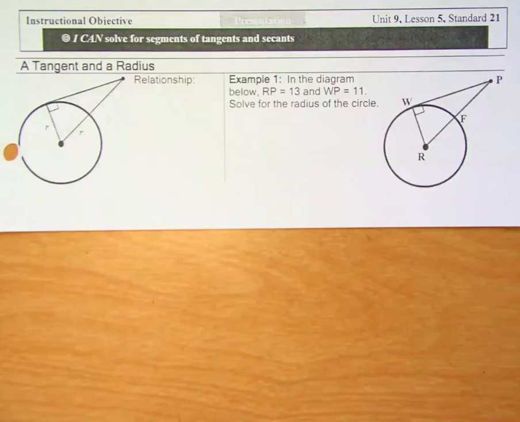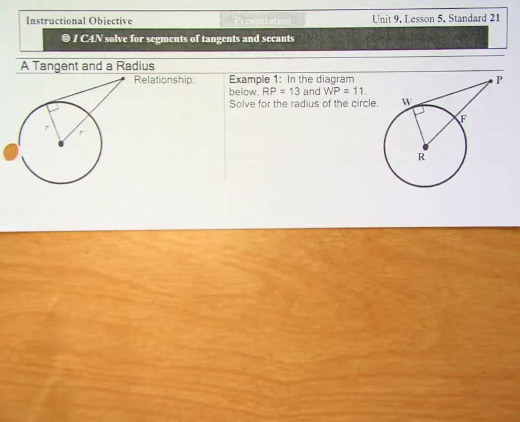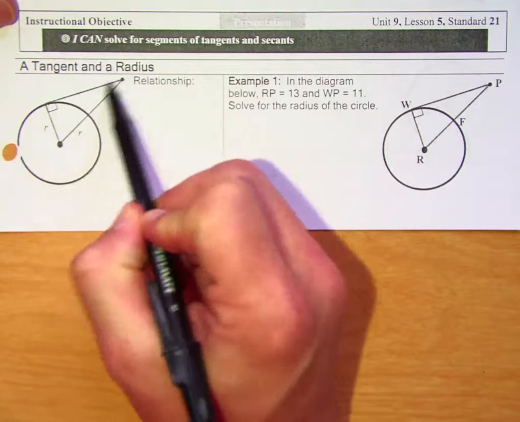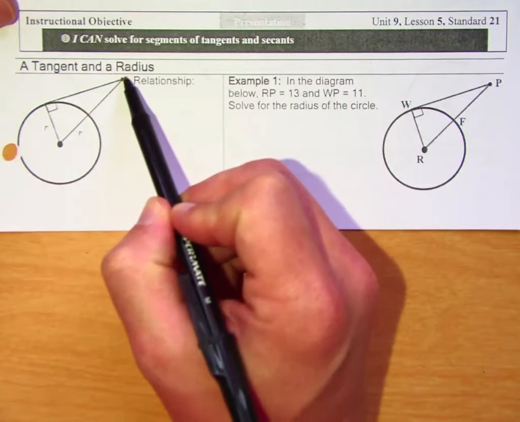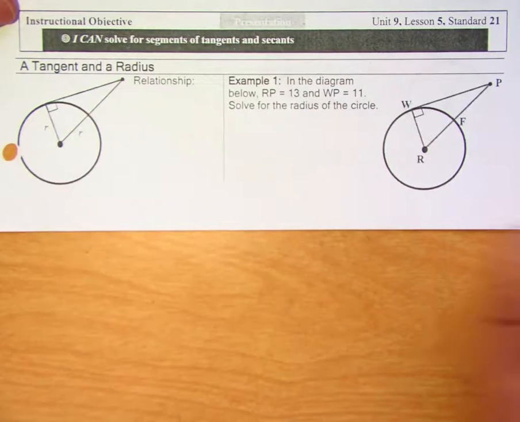Unit 10, Lesson 5. I can solve for segments of tangents and secants. So the prior lesson was about solving for segments of chords. Now we're going to talk about tangents and secants. So here's a tangent right here, touching once, and a secant that would happen to keep going through would touch twice.